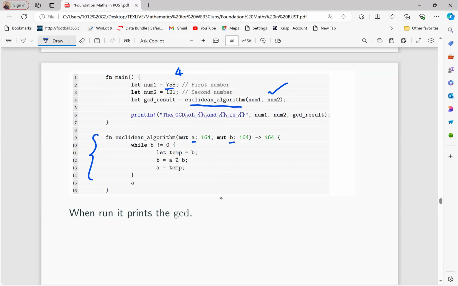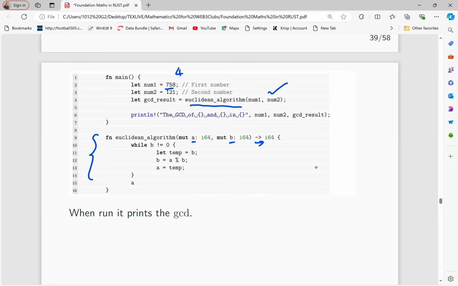So A and B defined will give rise to an I64 integer, which means it can be positive or negative, and is 64 bits. Now we enter the loop. What does the loop say? You had two numbers A and B. So the loop says that while B is not equal to 0.